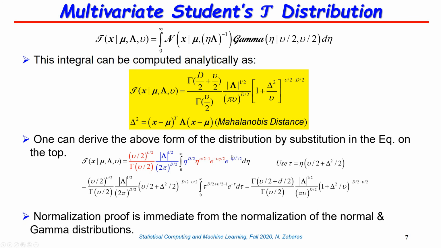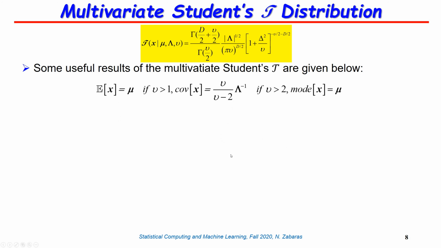Okay. So let me give you some of the standard results for the student t distribution. Similarly to the univariate case, when the degrees of freedom are greater than 1, you can define the expectation. For nu equal to 1, you cannot, because the heavy tails make the integral that defines the expectation undefined. For nu greater than 2, this is the covariance given by this nice form, and the mode coincides, the same way as for the Gaussian, with the expectation of the distribution.